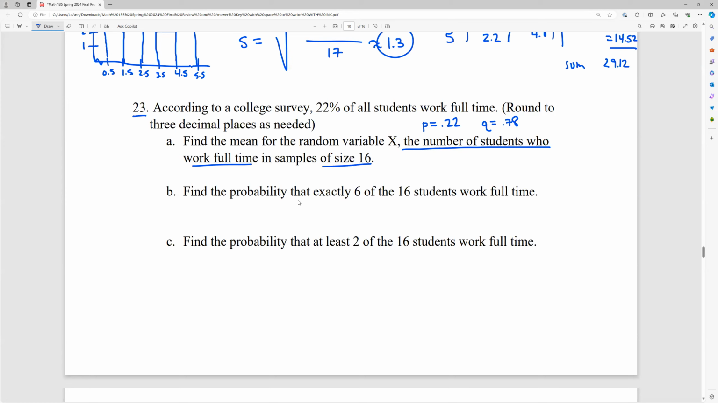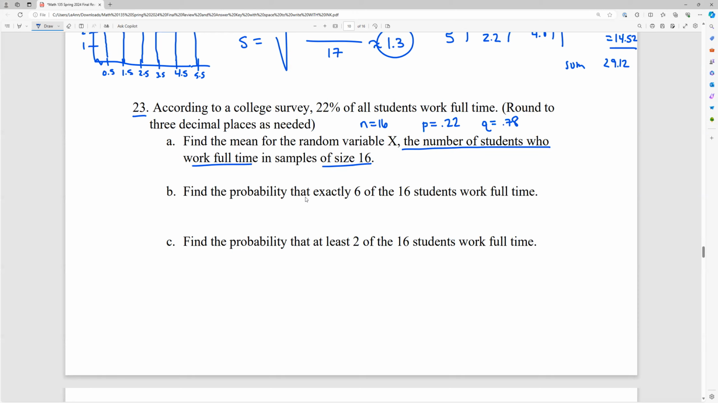And then they told us we're doing a sample of size 16. Okay. So this is a binomial distribution where we have 16 people in our trial and either they work full time or they don't. So we have a probability of success and a probability of failure. Okay. And it's independent from each other. That's also required for binomial because each student's work status is not related to another student's work status.